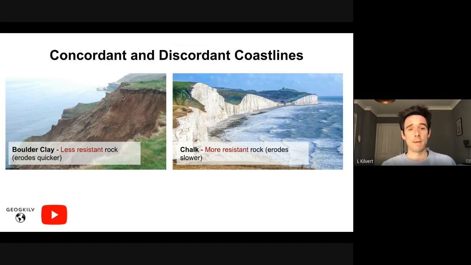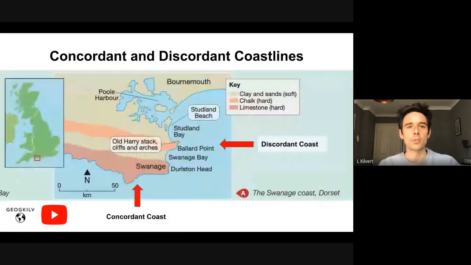Here we've got lots of evidence of rotational slumping occurring and mass movement because that boulder clay is really, really vulnerable to processes from the sea, but also subaerial processes such as the rain coming from above. If we look at these 2 different types of coastline, they're obviously going to erode at different rates. The boulder clay, which is the less resistant coastline, is going to retreat and erode much quicker, whereas the chalk, which is more resistant, is going to erode much slower. So that brings us to our key words, concordant and discordant coastlines.